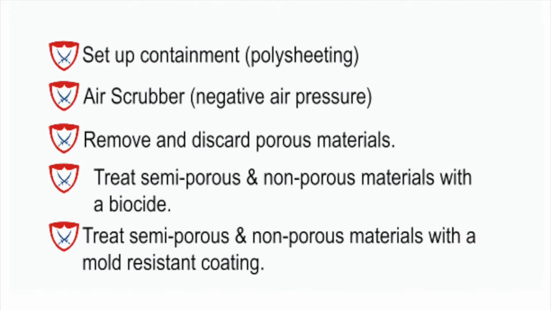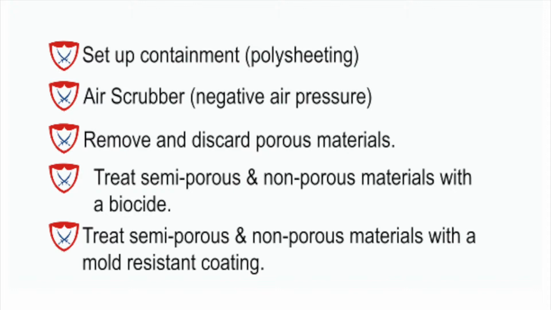Now when we're dealing with a mold issue, what we do is we come in, we set up containment in that area, we put an air scrubber in, which is a negative air machine. It'll create negative air pressure so that no air will exchange with the rest of the living space while we're working, and it will remove the mold spores from the air.